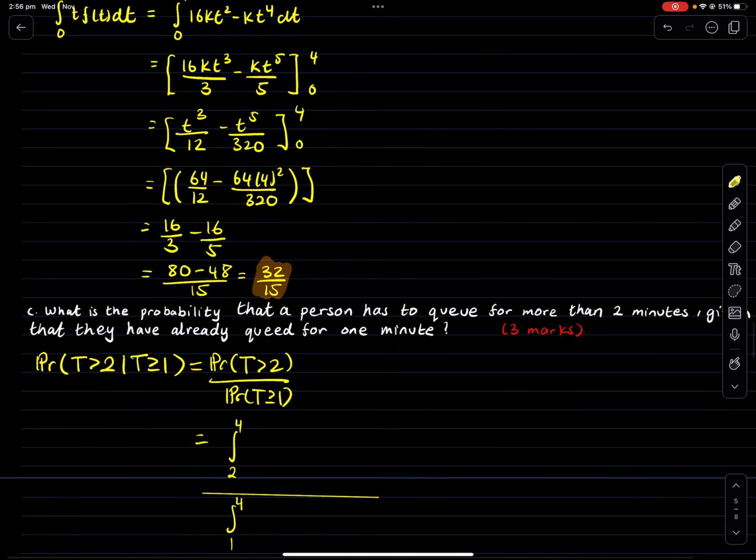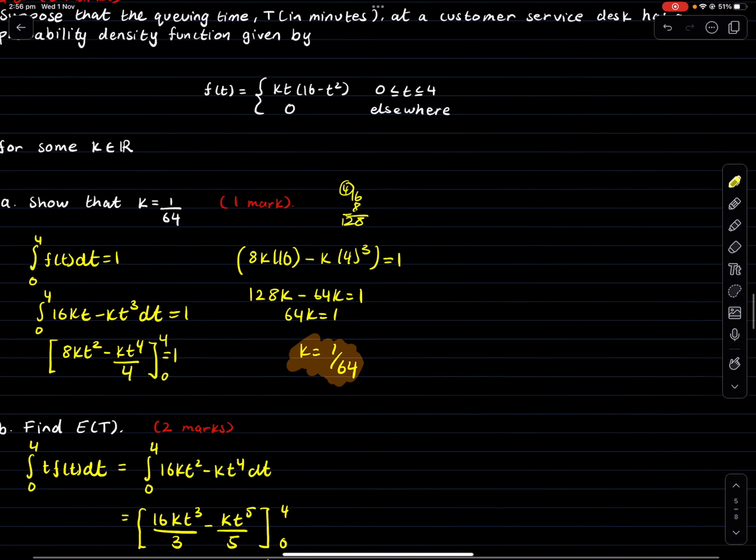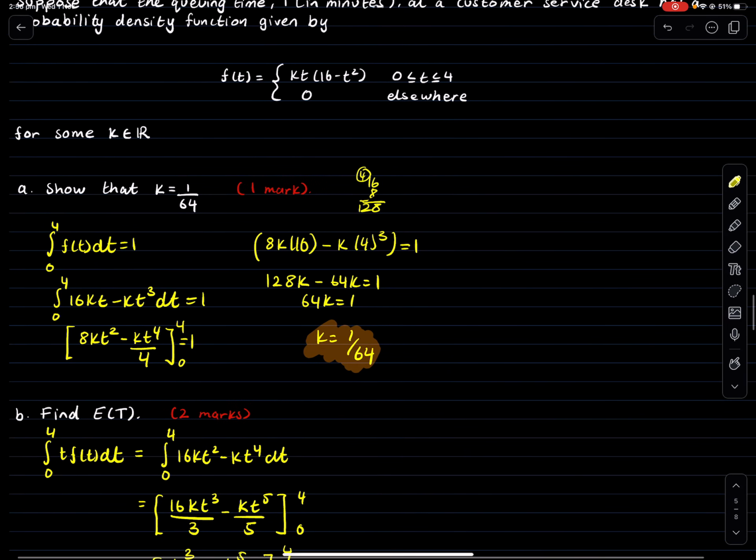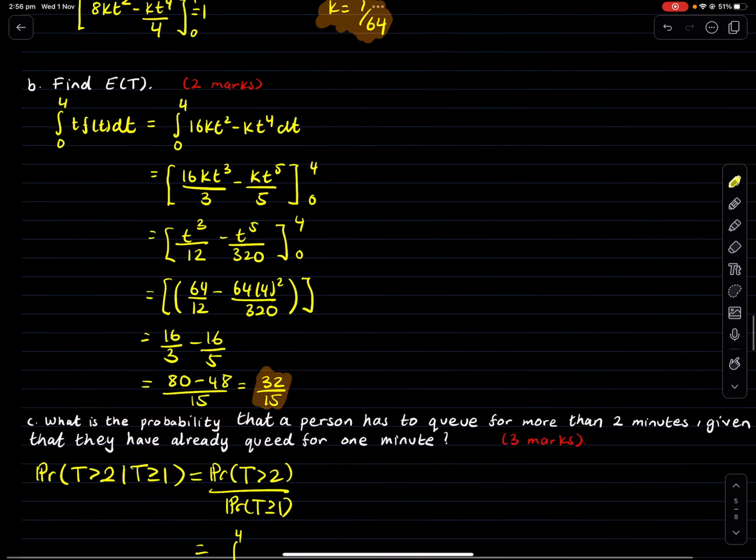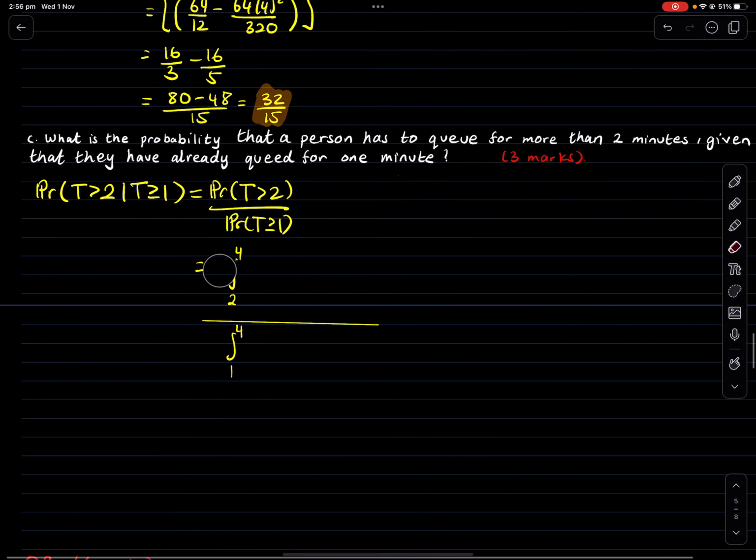Okay, so let's think about it. Because k is a constant, I can just take that out. So it'll be 1 over 64 over here, and 1 over 64 here.